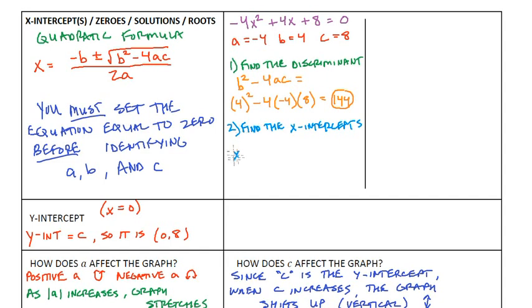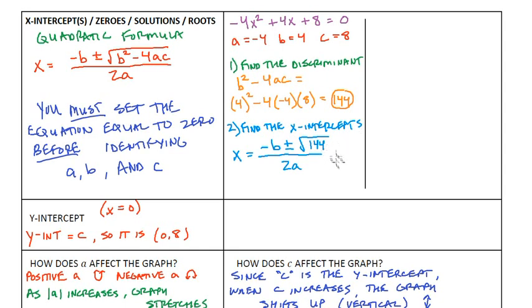X is equal to negative b plus or minus the square root of 144. Notice we're taking our discriminant from our equation, plugging it in the radical, and then it's going to be divided by 2a. So there's where our solutions are going to go.